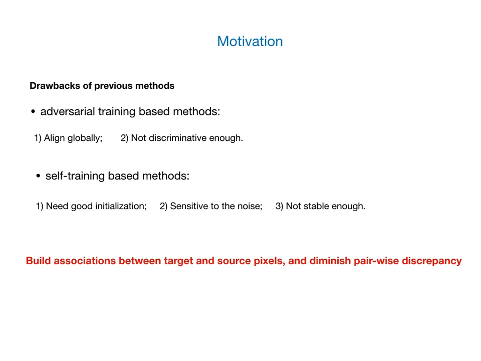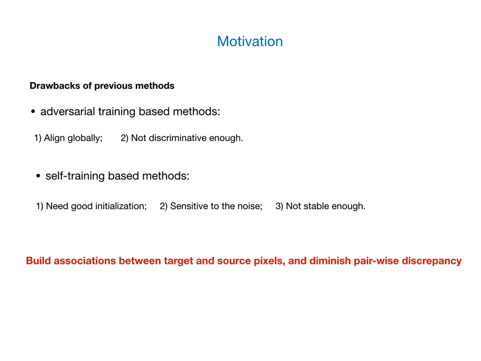So both the adversarial training based and self-training based methods have some drawbacks. For the adversarial training based methods, they tend to align the feature maps of the outputs globally. The resulting features are not discriminative enough. For the self-training based methods, they usually need good initialization. They usually need the model to be pre-trained on source or adapted on target in advance. During the training, they are sensitive to the noise, and the results usually have a large variance.